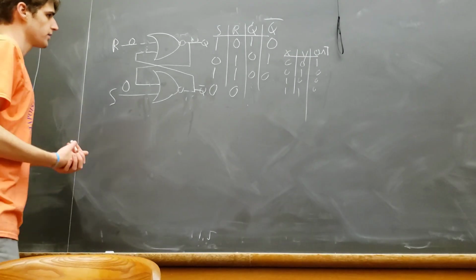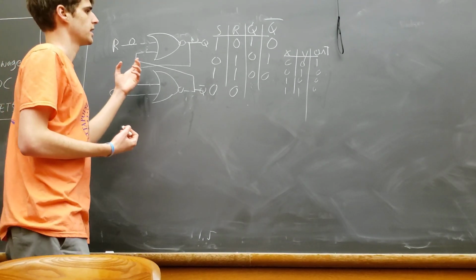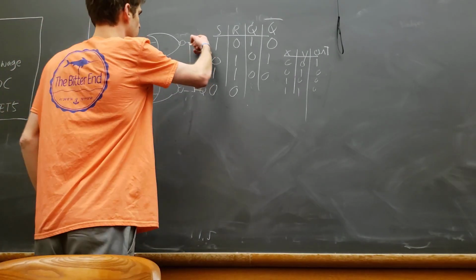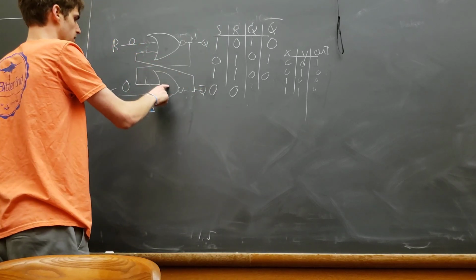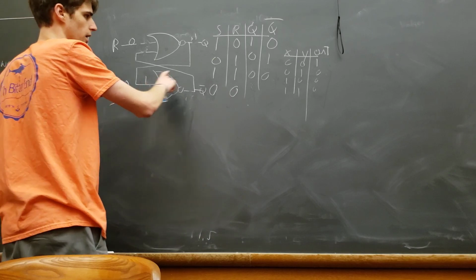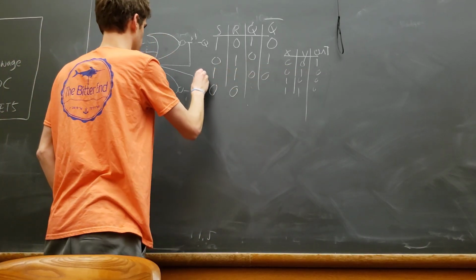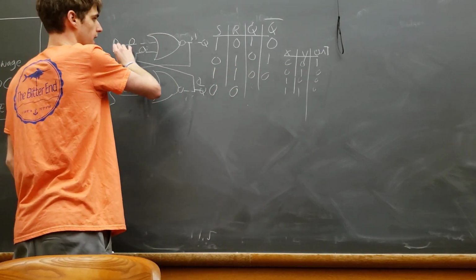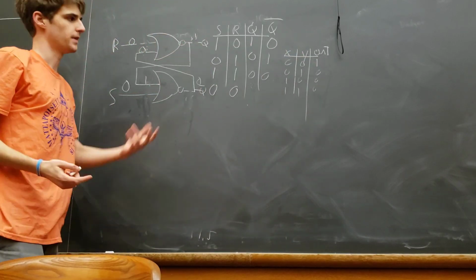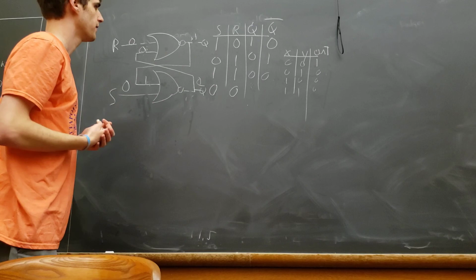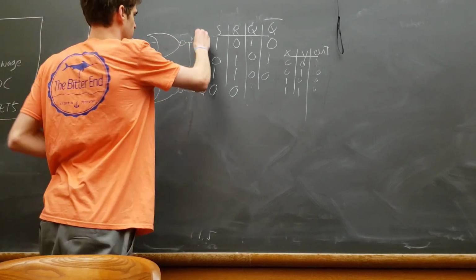So let's assume that the output of this is a 1. If this is indeed a 1, then the input to this one is going to be a 1. So this is going to be a 0 and a 1, which gives a 0, and this is 0, and the output is going to be a 1 as we predicted. So the actual output is a 1. Now, let's say that this is a 0.